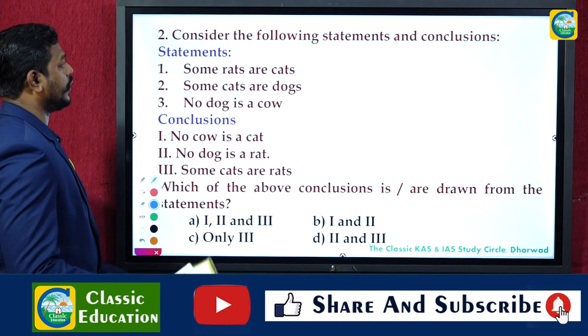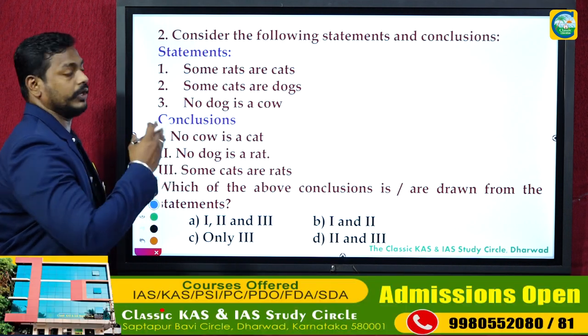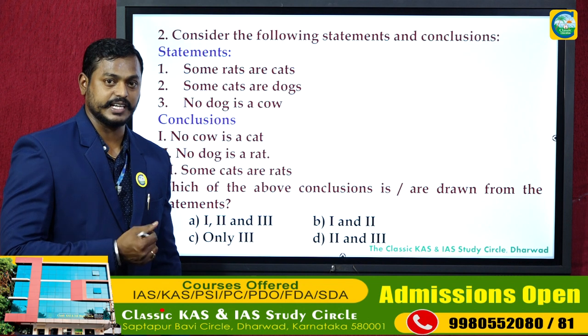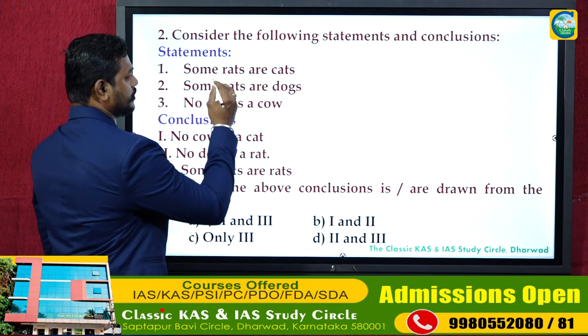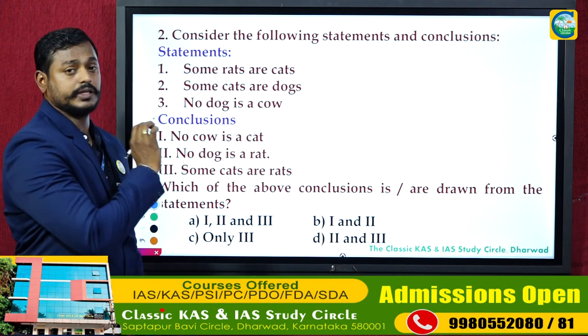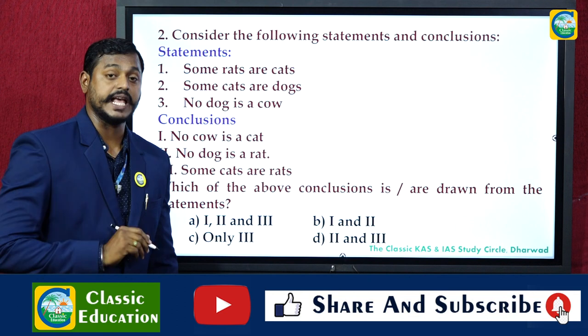Consider the following statements and the conclusions. You all know how to solve this type of question, we already discussed it in the class, right, friends. First we'll go through the statements. Before that, I'll tell some basic things on how to solve syllogisms, which we call short forms, also called Venn diagrams.